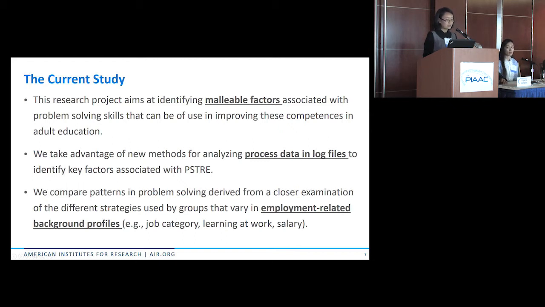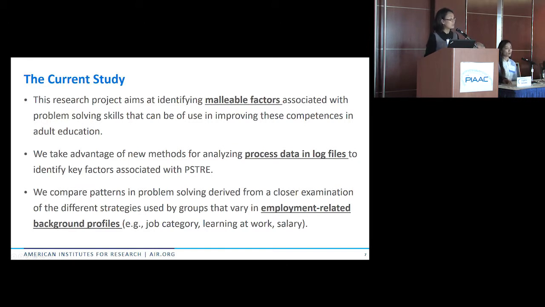And then finally, we want to compare the patterns in problem solving derived from a closer examination of the different strategies used by groups that vary in employment-related background profiles. For example, job categories, learning at school, learning at work, salary, and so on.